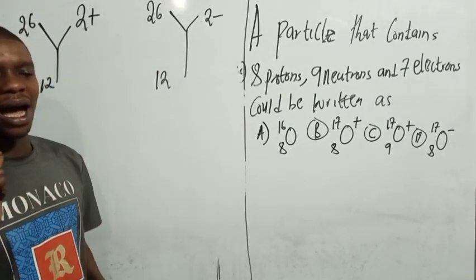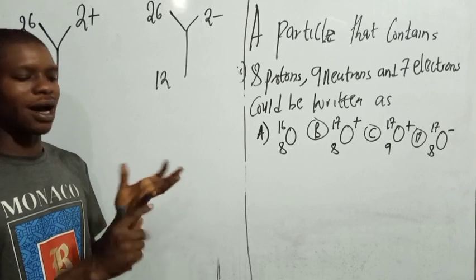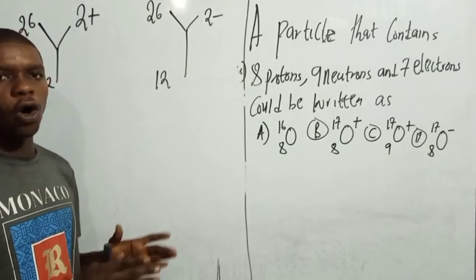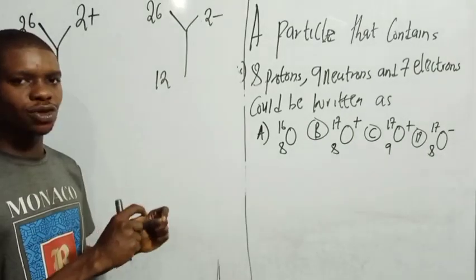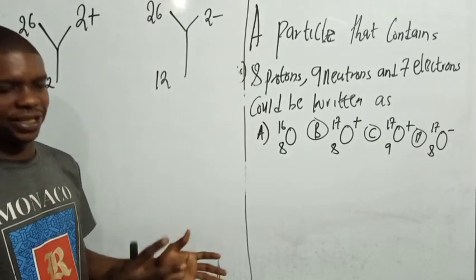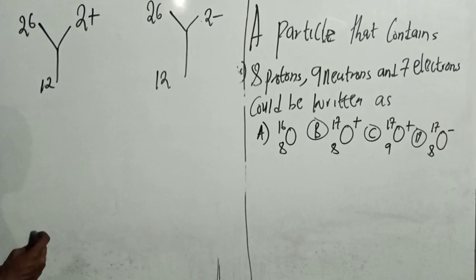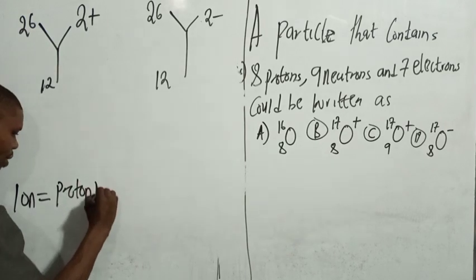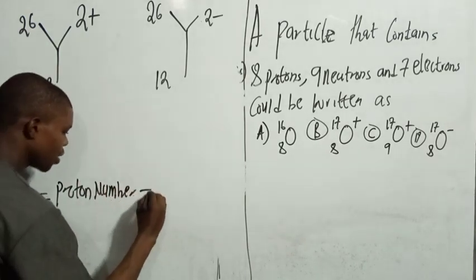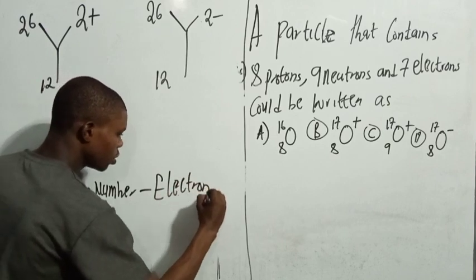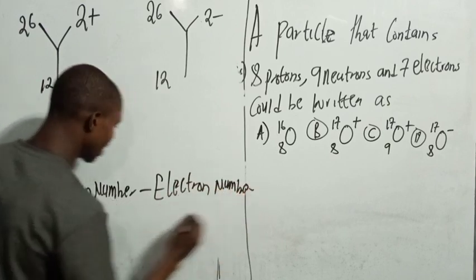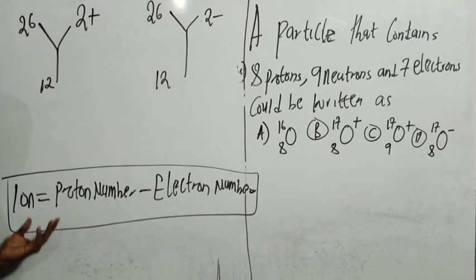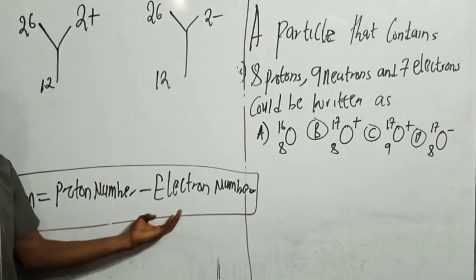So when atoms undergo changes, they only make use of their electron number. The proton number, the neutron number, and the mass number all remain the same. It is only the electron number that is altered. And I want to give you a simple formula here. Ion, which is the charge, is always equal to the proton number minus the electron number. This formula is going to be useful as we move on in this video.